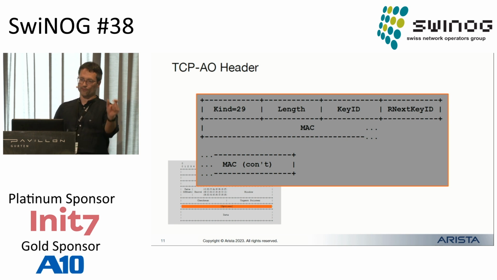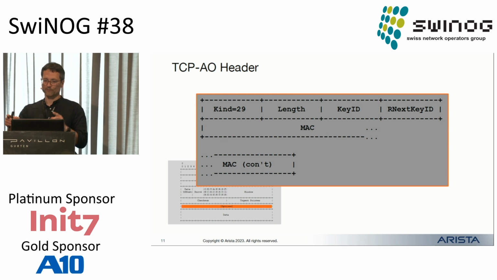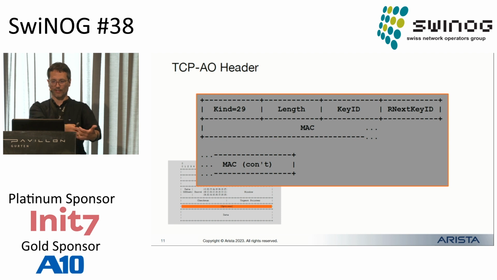This authentication header first has a kind, which is an integer that signifies what this header is about. In the case of TCP AO, it's 29. And there is a length, because the MAC, the authenticated hash that follows, depends on the algorithm. So we need a way to let the TCP stack know how long that is. And we have a key ID to signal which key was used to calculate the MAC.